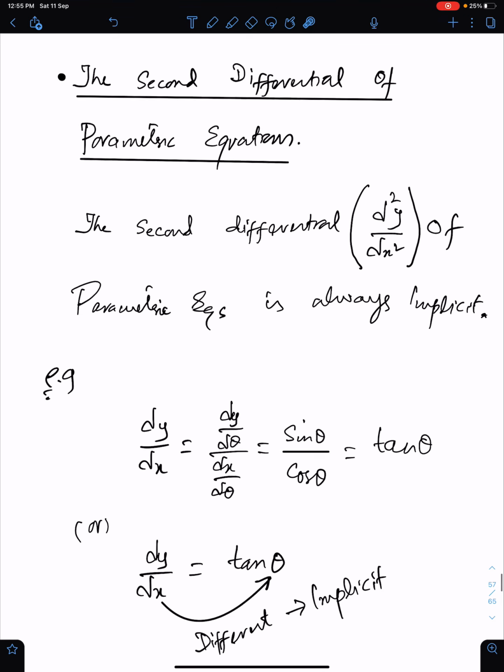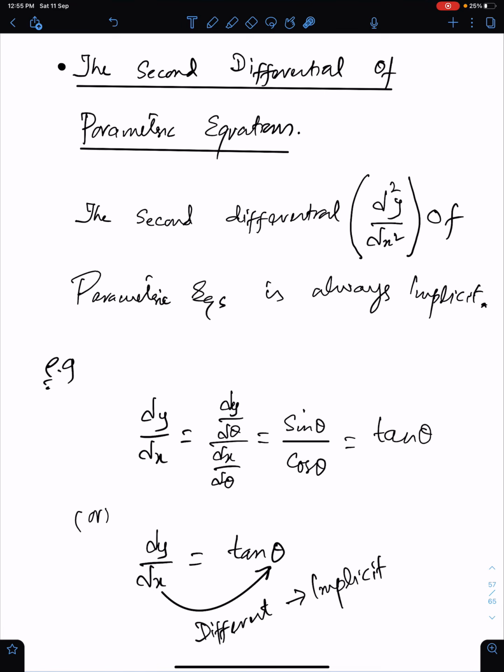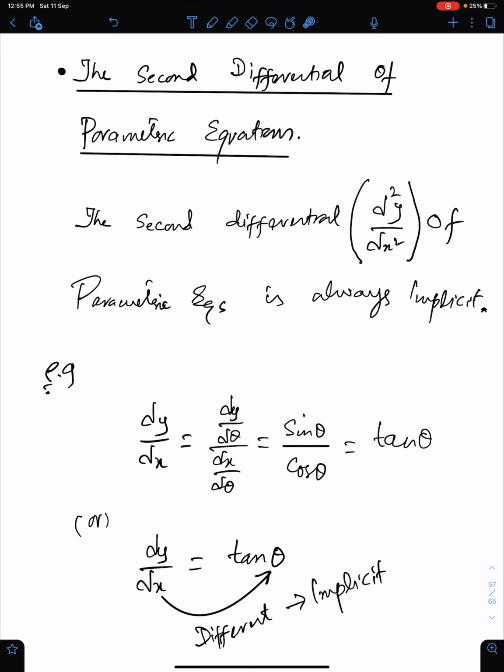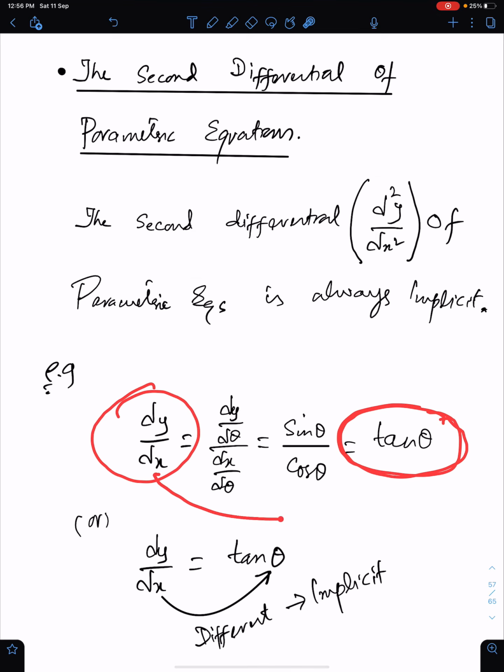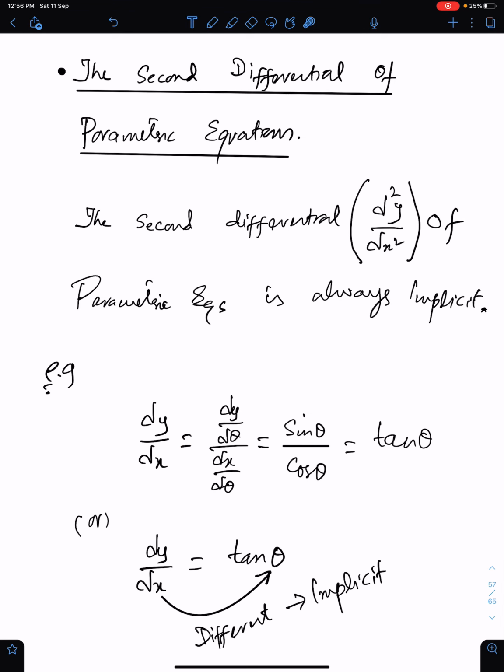Now this is one of the most important concepts in parametric equations. The second differential of parametric equations. The second differential, mean d2y over dx2 of parametric equations, is always implicit. See, if this is the first differential, dy upon dx, now notice this, x and theta, so this is implicit. So when you will find second derivative, you have to multiply your answer with d theta upon dx because of the implicit function.